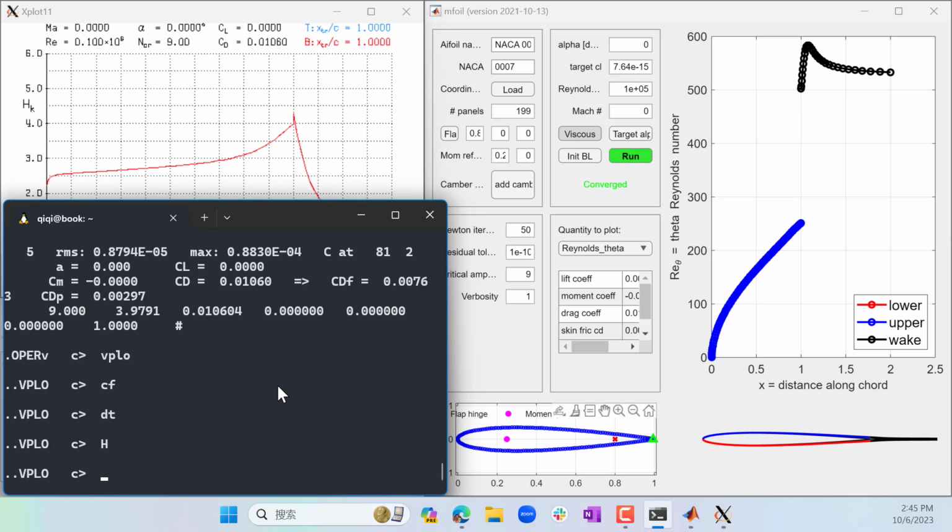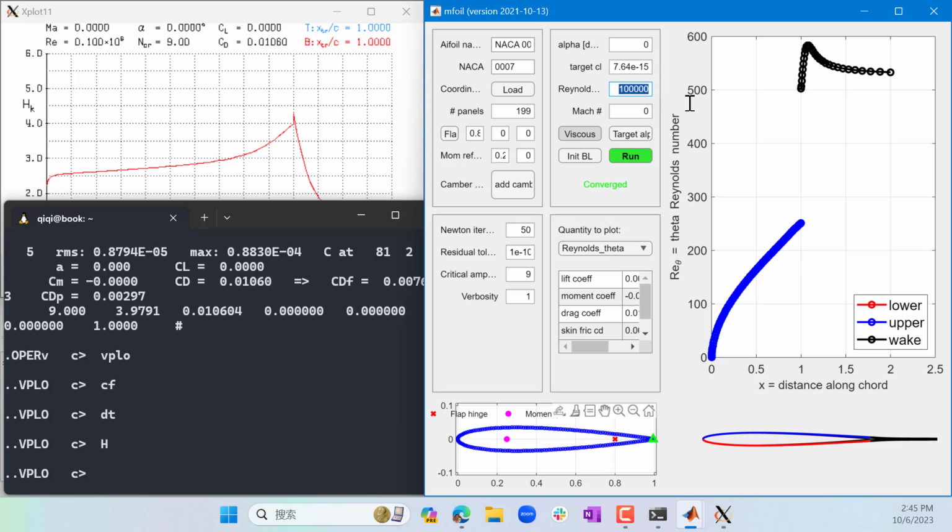So the last thing I want to show is the effect of Reynolds number. Here we have been always looking at the Reynolds number of 10 to the 5. So let's increase the Reynolds number by 2 orders of magnitude. That gives us a Reynolds number of 10 to the 7.